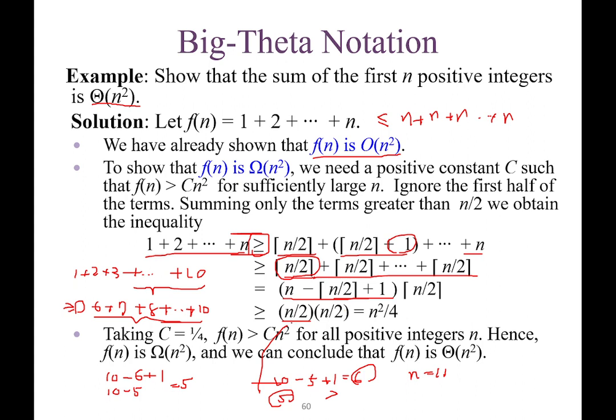So eventually we have n squared divided by 4. This gives our witness. You can see the summation of the first n positive integers is larger than or equal to 1 divided by 4 times n squared. So 1 divided by 4 is our witness C for all positive integers. So we complete the proof that f of n is big omega of n squared. Once you can prove f of n is big O of n squared and also big omega of n squared, then we can see it's big theta of n squared.